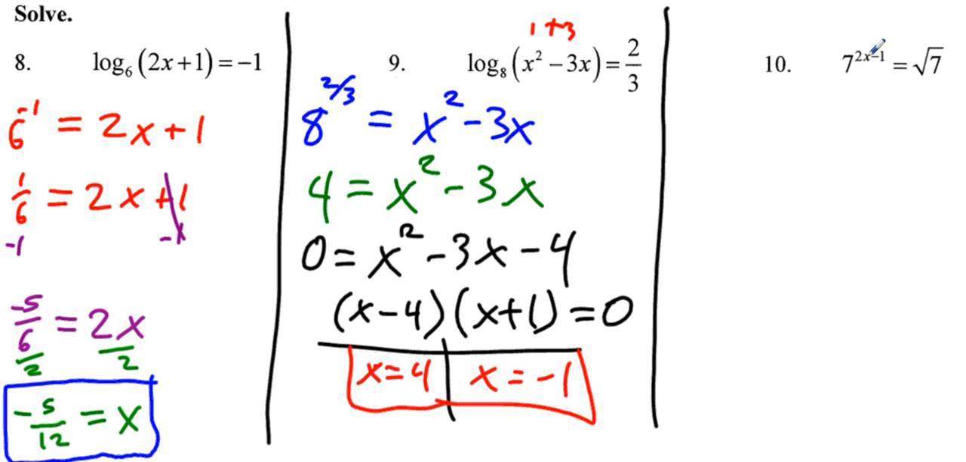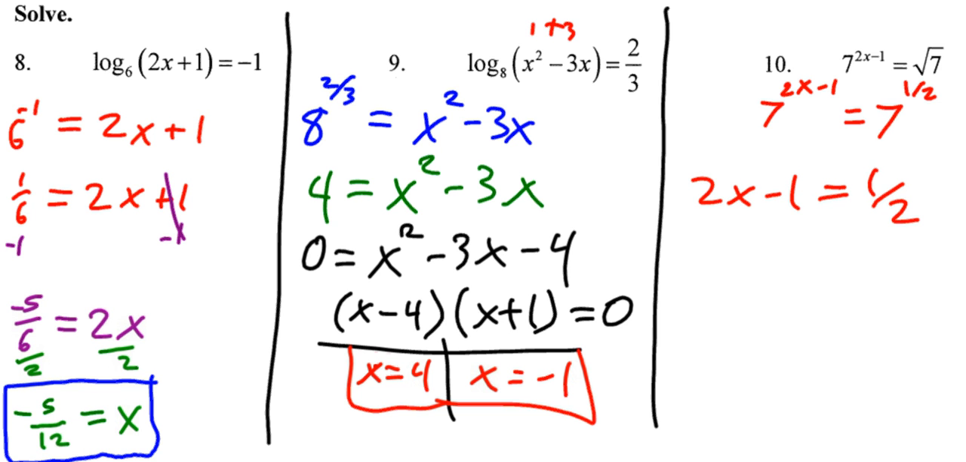So we need to solve this one. Since there's not a log, it wouldn't make sense to convert it to an exponent because they're already exponents. But we can rewrite the square root of 7 as the 1/2 power. And we've got 7 to a power equals 7 to a power, so the 7's just cancel and the powers are left. So you get 2x minus 1 equals 1/2. Add 1, you get 3/2.